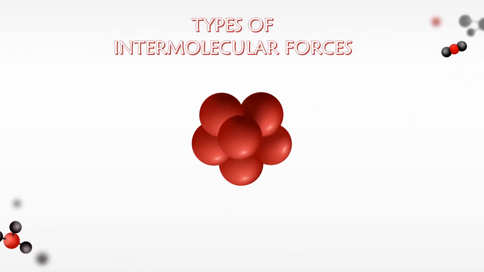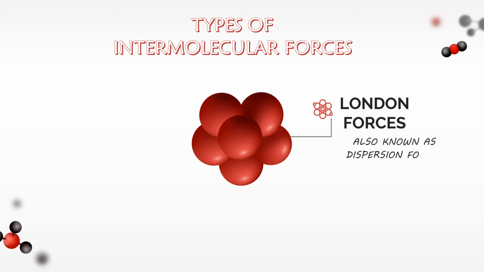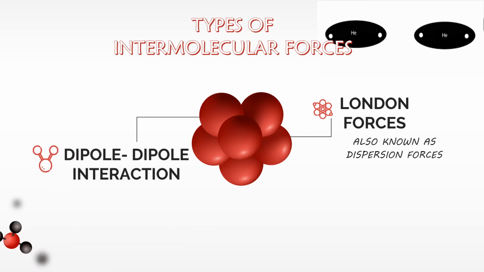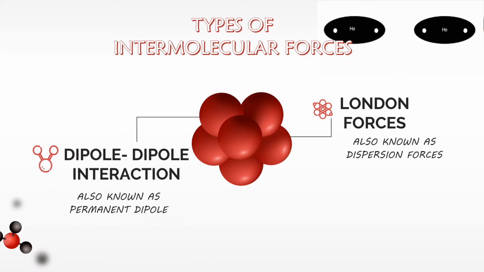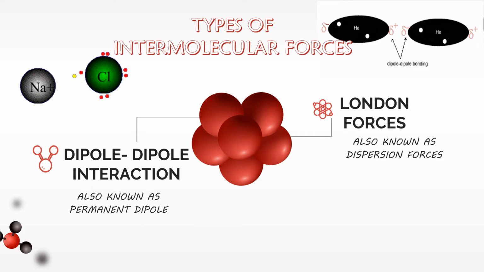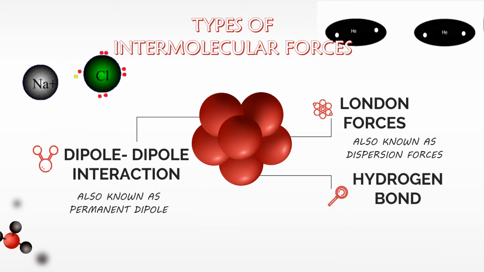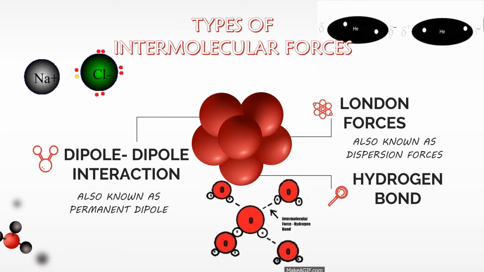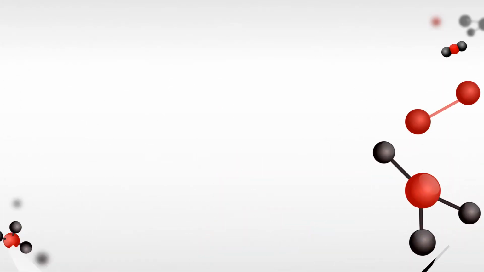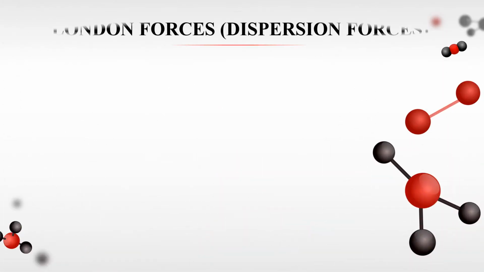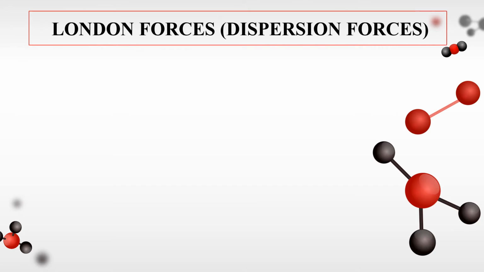There are three types of intermolecular forces, which are London forces, also known as dispersion forces, dipole-dipole interaction, also known as permanent dipole, and the last one is hydrogen bonding. Okay, let's look at the first force, which is London forces or dispersion forces.